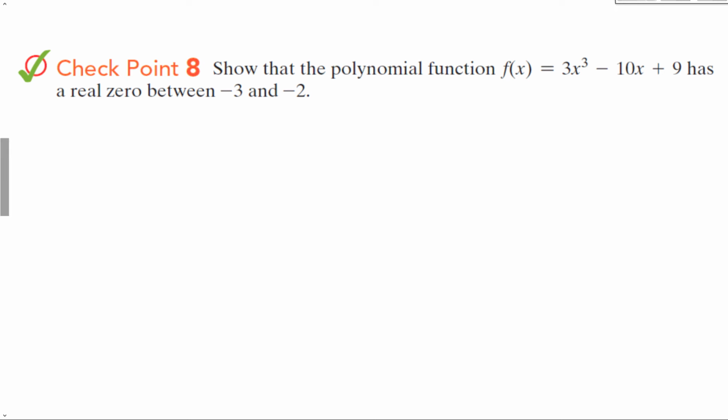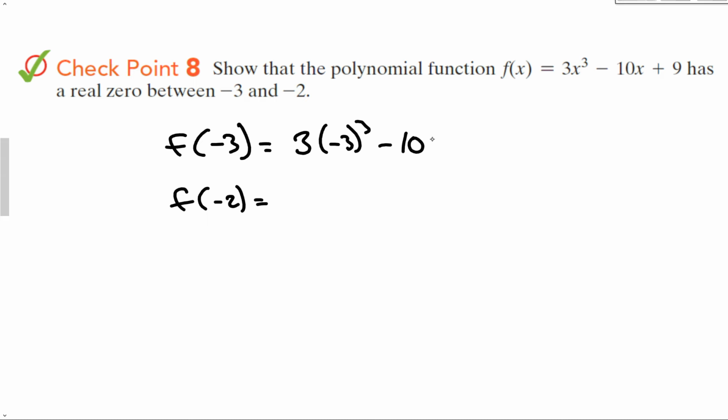Let's look at another one. Show that the polynomial function has a real 0 between negative 3 and negative 2. So we're going to find f of negative 3, and then we're going to find f of negative 2, and we're going to compare them. So this turns into 3 times negative 3 to the third power minus 10 times negative 3 plus 9. Okay, so negative 3 to the third power is negative 27, times 3 is negative 81, plus 30, plus 9 gives me a negative 42.